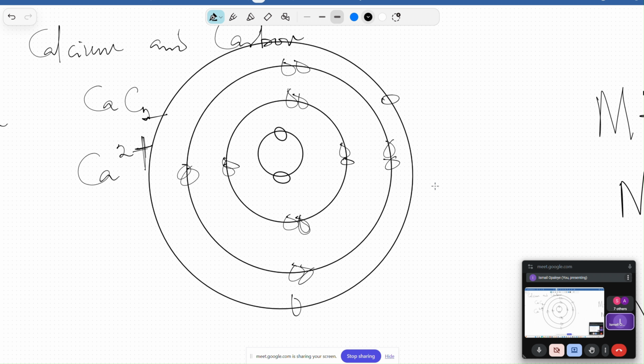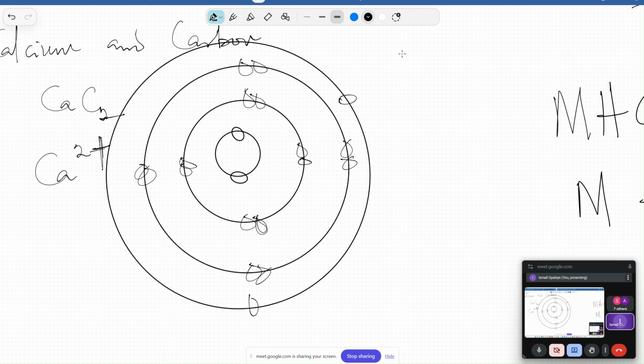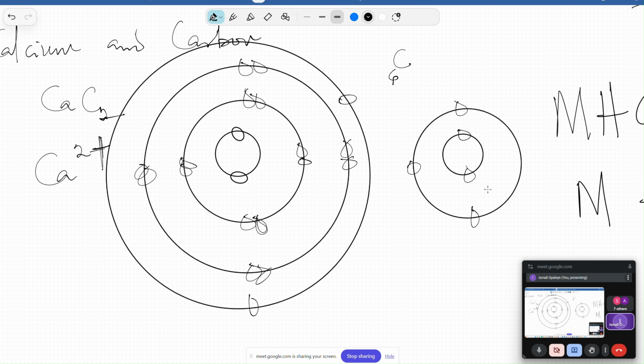However, carbon is of atomic number 6. That means the smallest shell will take 2 and the rest will be 4. 1, 2, and then 3, 4, 5, 6. When you look at it, even if calcium is going to donate these 2 down to this one, this carbon here will still not be complete.